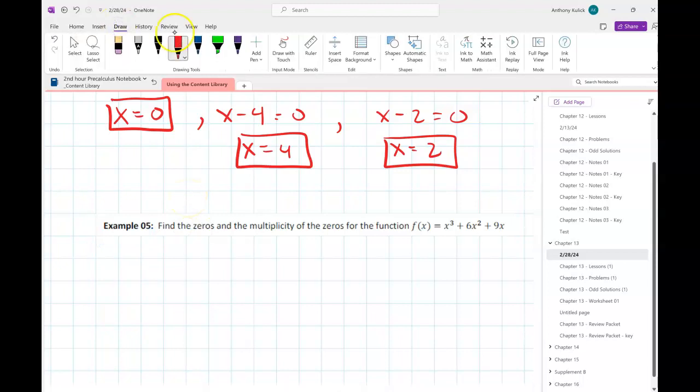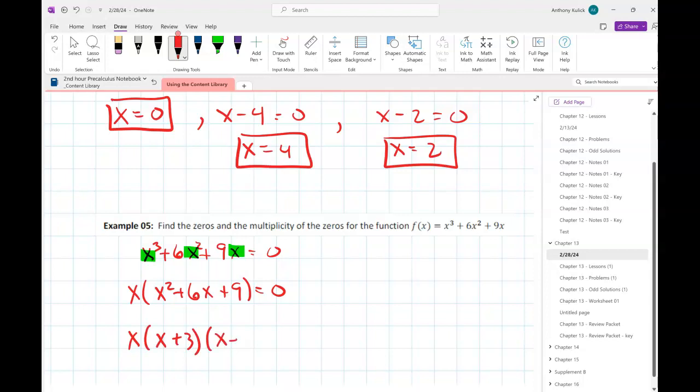All right. So again, we're looking for zeros. So we set that equal to 0. First step is greatest common factor. Is there a greatest common factor? X. Good. Right, they all have x's, so you can take an x out. How do I factor x squared plus 6x plus 9? Good, x plus 3 times x plus 3.